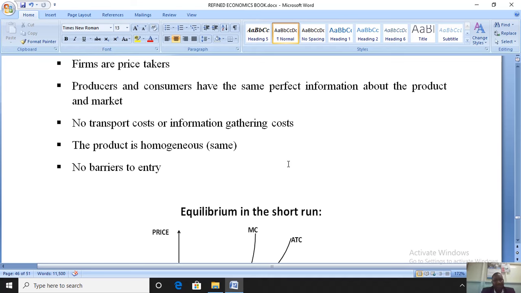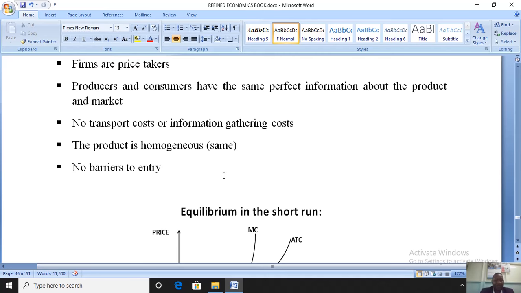So that's actually what differentiates perfect competition market structure from the monopoly market structure, because under the monopoly we have strong barriers, very strong barriers to entry, and that's what helps monopolies to sustain the supernormal profits in the long run.